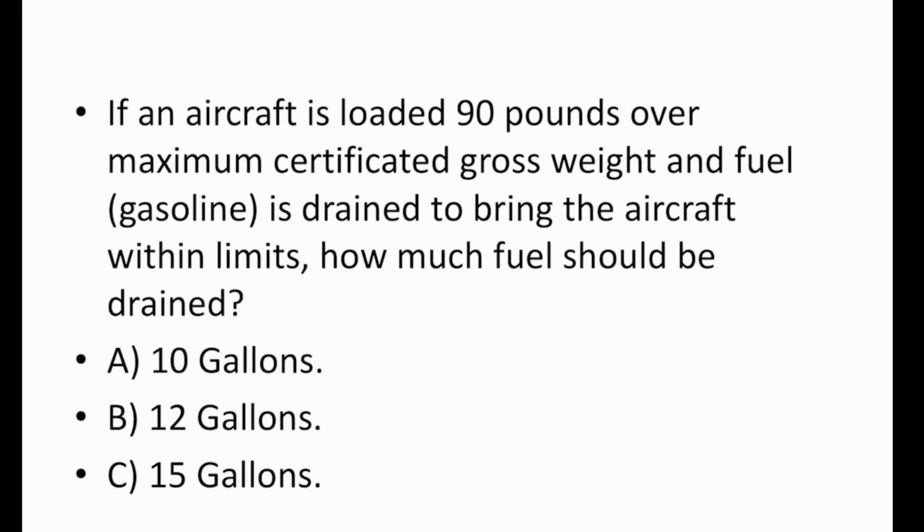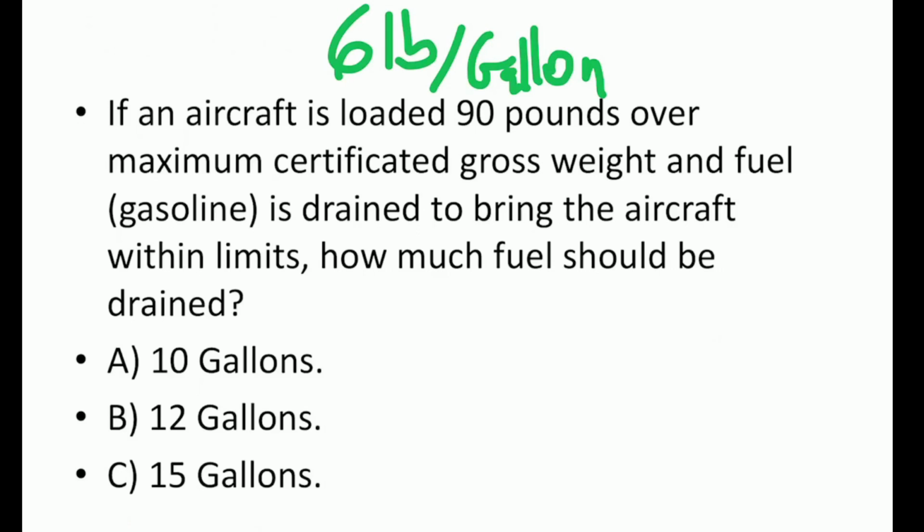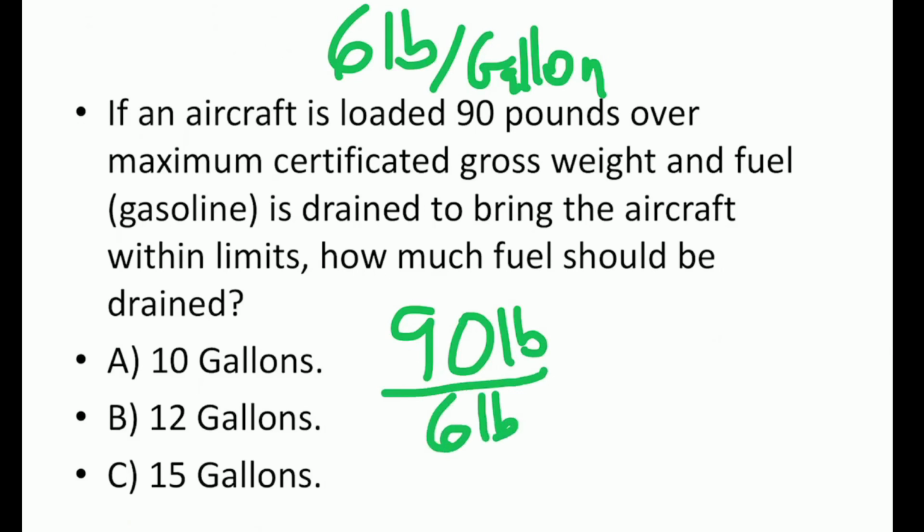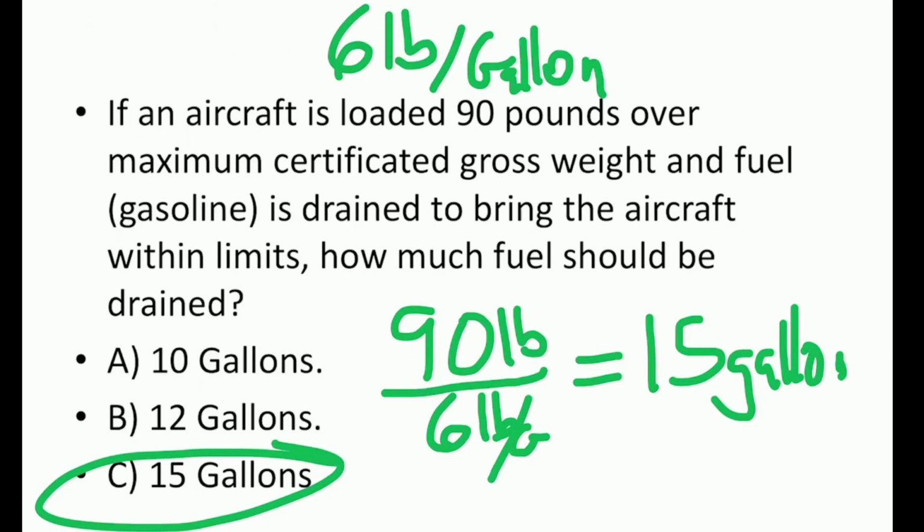If an aircraft is loaded 90 pounds over maximum certified gross weight and fuel is drained to bring the aircraft within limits, how much fuel should be drained? Once again, we know that fuel weighs 6 pounds per gallon. So we take the amount we need to lose or drain, 90 pounds, we divide it by 6 pounds per gallon, and we get 15 gallons. Boom, the answer is C. Too easy.